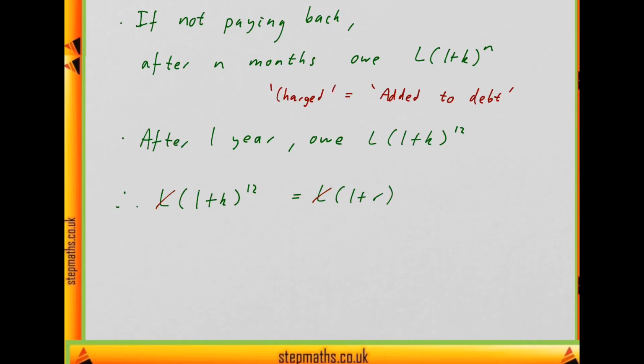And now we can cancel the L's. And if we want to find K in terms of R, we can just take the 12th root of both sides and subtract 1. So we get K is (1 plus R) to the 1/12 minus 1. So you can anticipate from this that the values we're going to get in our final answer aren't necessarily going to be very simple, because they're going to have 12th roots and so on everywhere.